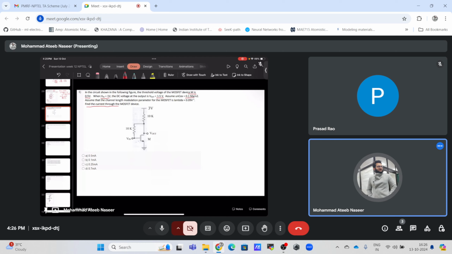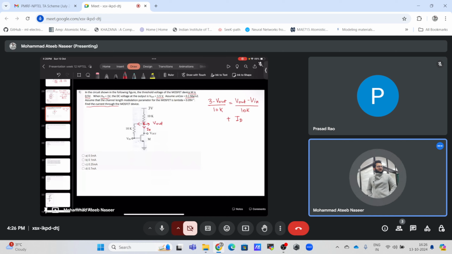Okay, so it is simple. The current will be divided like this. So I can use the KVL and KCL. Let's use the KCL at this node. So it is simply 3 minus Vout by 10K is equal to Vout minus Vin by 10K, Vout will be right over here, plus ID. ID is the current flowing through the transistor, through the MOSFET.